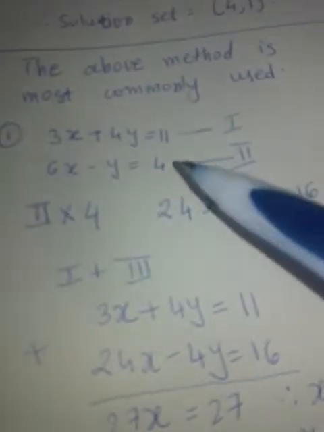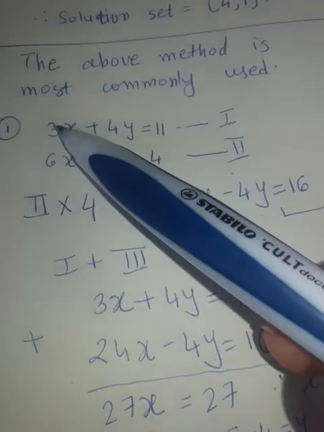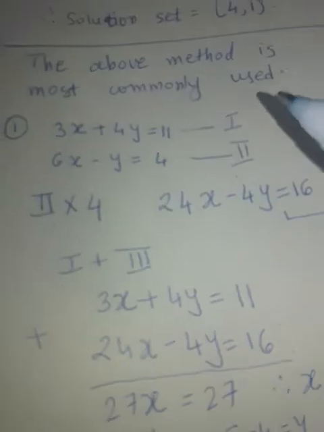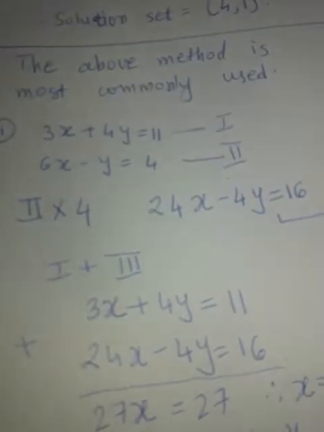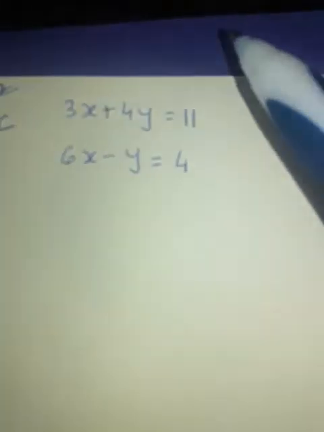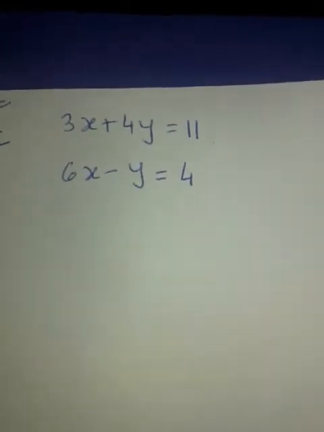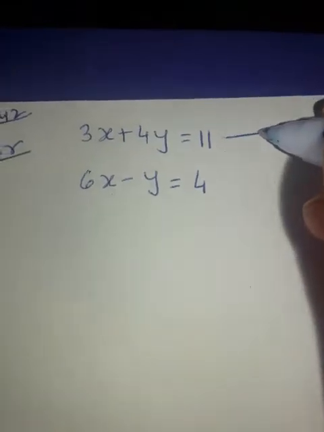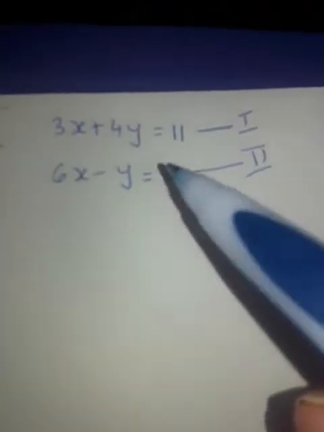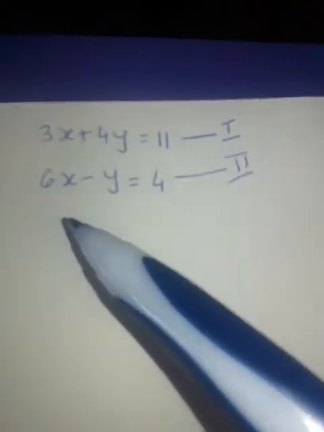Suppose we want the value of y. Can we directly eliminate x and find the value of y? Yes, of course we can do that. Let's see how. This set of equations is given to us. I'm going to call this 1 and this 2. Now I want to eliminate x. So what can I do?